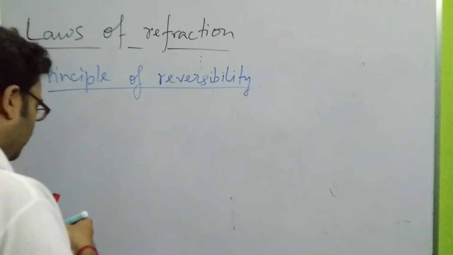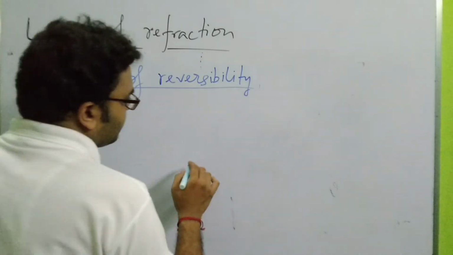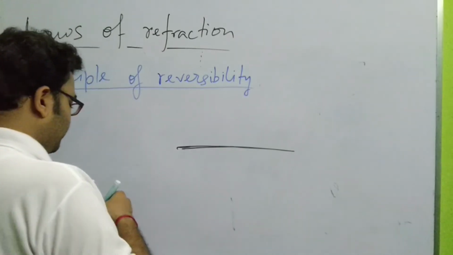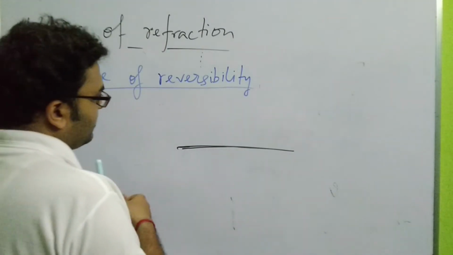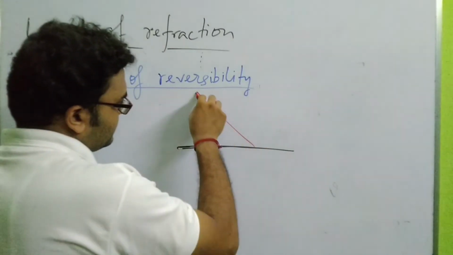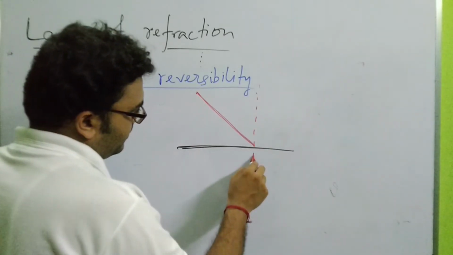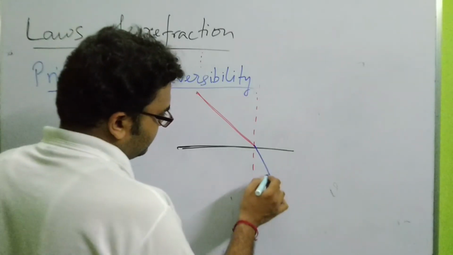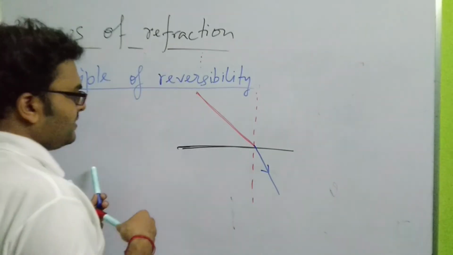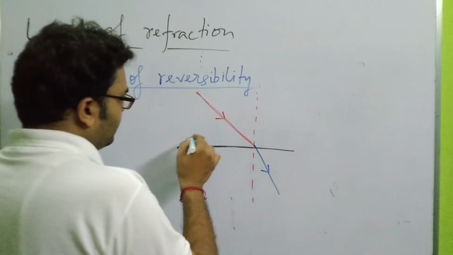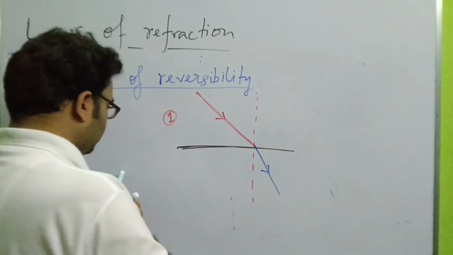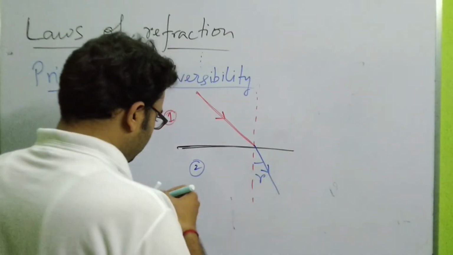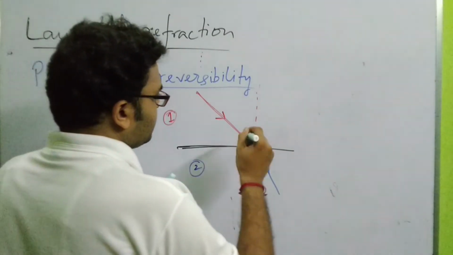Consider when I am talking about the refraction of light, say from medium 1 to medium 2. This is medium 1, and this is a plane separating the two media. The light comes from this surface. We are drawing a normal at the point of incidence, and the refracted ray goes like this. So this is medium 1 and this is medium 2. This is the angle of refraction R and this is the angle of incidence I.